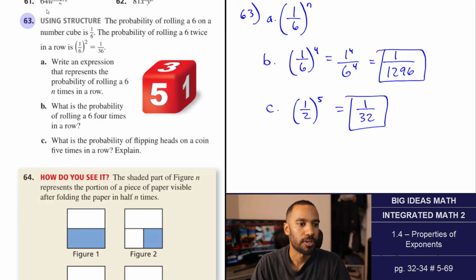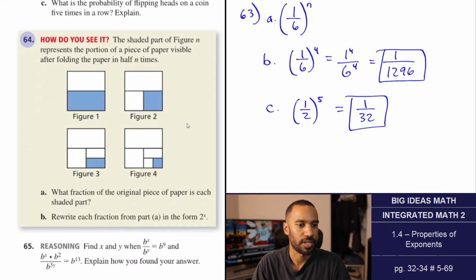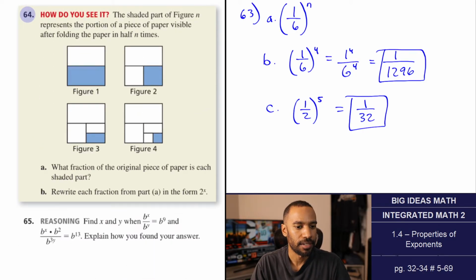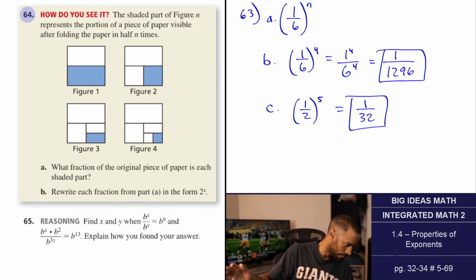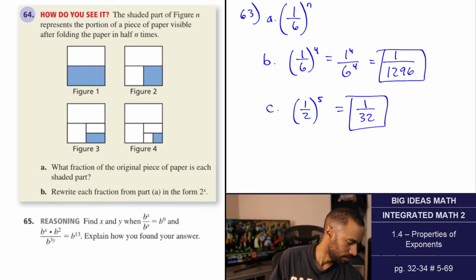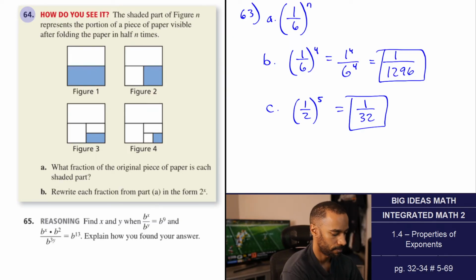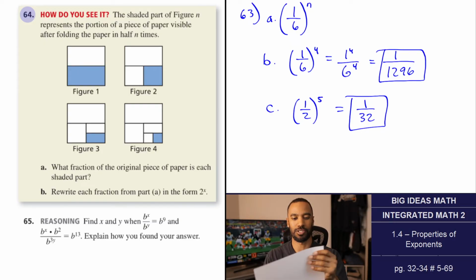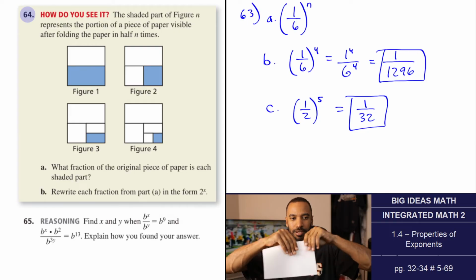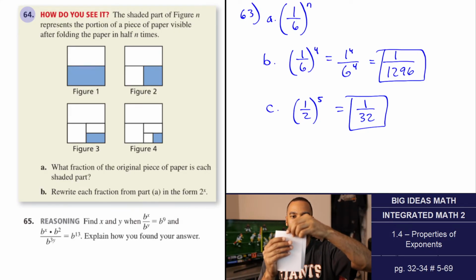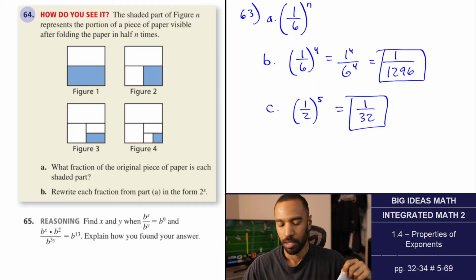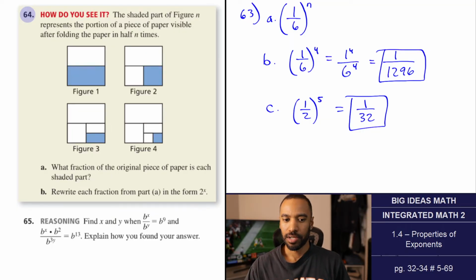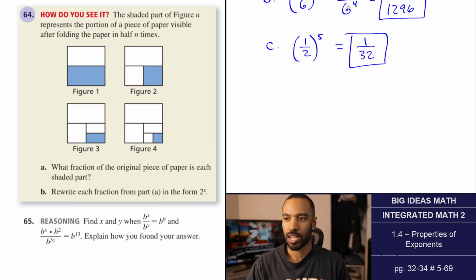Okay. Number 64. How do you see it? The shaded part of figure N represents the portion of a piece of paper visible after folding the paper in half n times. Do I have paper for this? Sure, this is recycled. All right. So they're saying, figure 1, you see this much paper. Figure 2, you see this much paper. All right, that makes sense. Okay. Etc. What fraction of the original piece of paper is each shaded part?